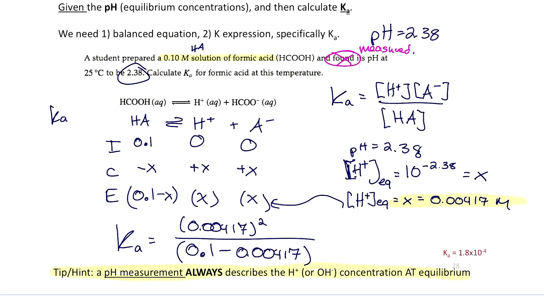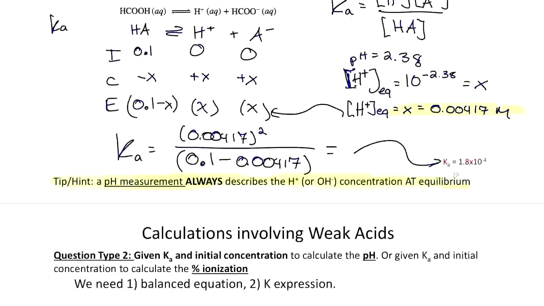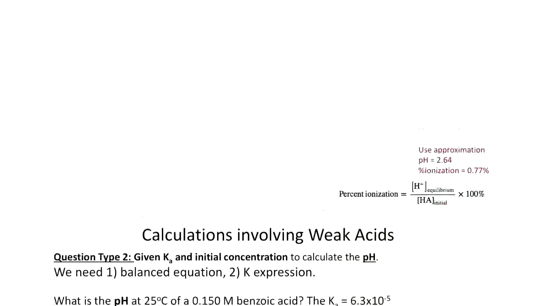So we can solve that easily in our calculator, and yes, you get that this acid has a K value of 1.8 times 10 to the negative 4. This is no different than chapter 15, no different. Honestly, it's easier because everything's a 1-to-1 ratio. All right, so let's do a type 2.